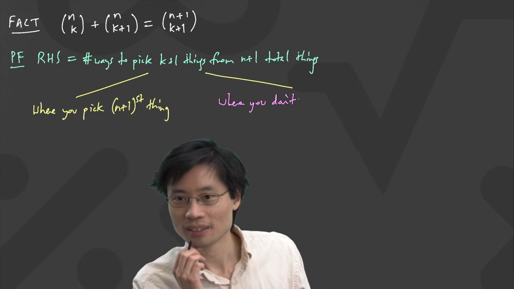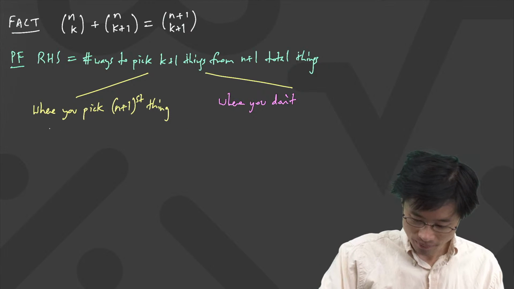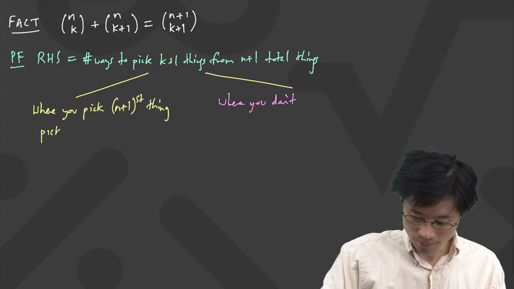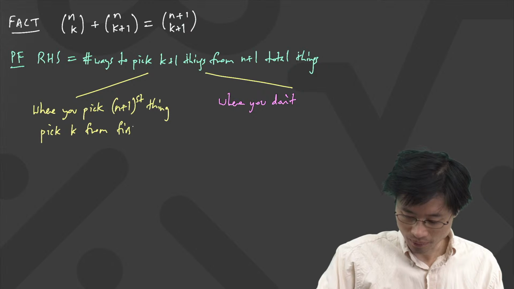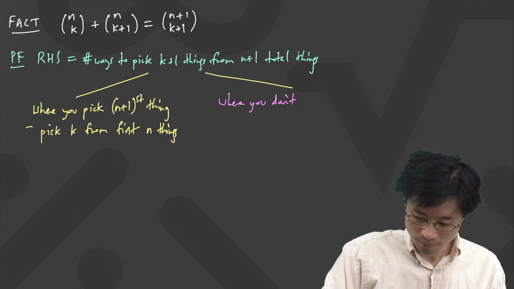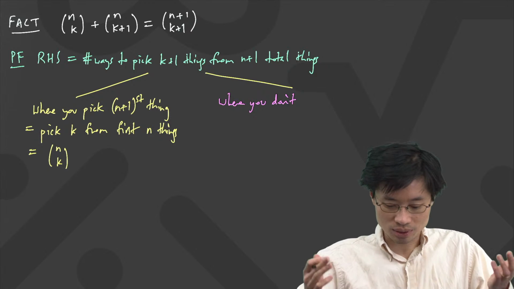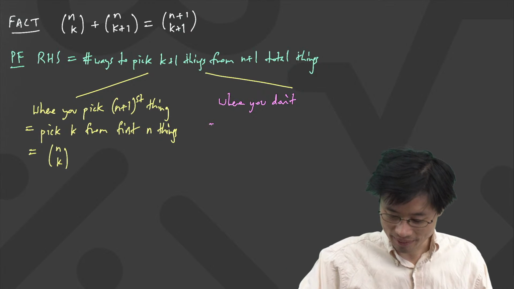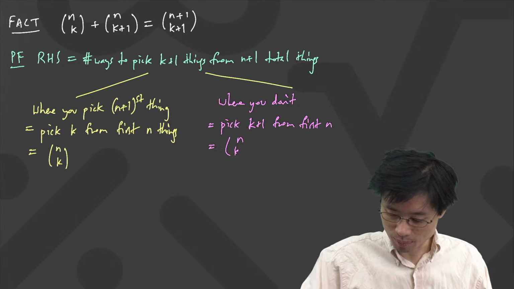I was just saying it's actually just the left-hand side. You're just reserving one: when you reserve one, then you choose k, and if you don't reserve that one, then you choose k plus 1, and you just sum them together. Pick k from the first n things, and that's equal to n choose k. And the other one is where you don't reserve it, so you pick k plus 1 from the first n things, which is equal to n choose k plus 1.